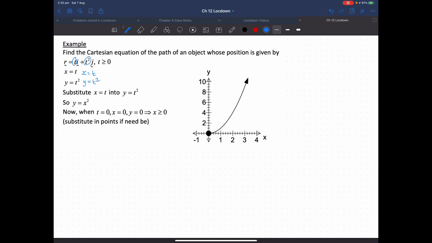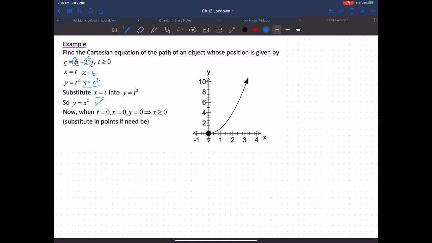So if I was to eliminate t, I know x is equal to t, and what I'm going to do is substitute where t occurs in y equals t squared. I'm going to replace the t with x. So substituting x where t is, I get y equals x squared.